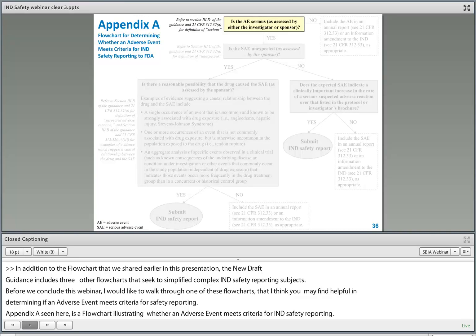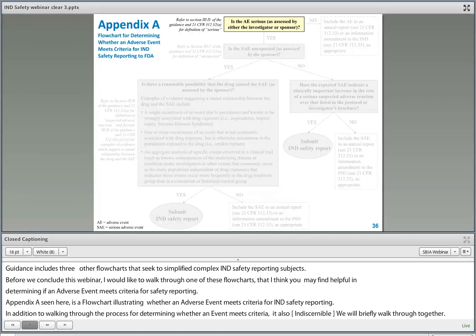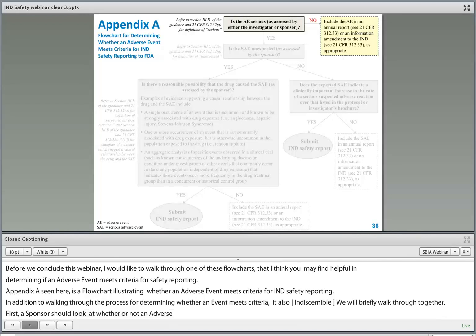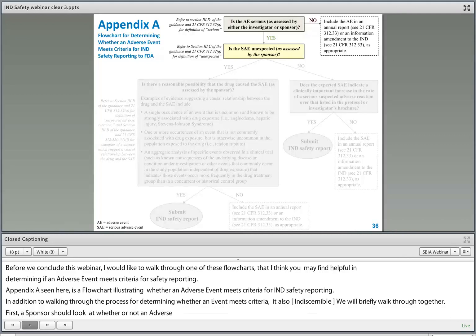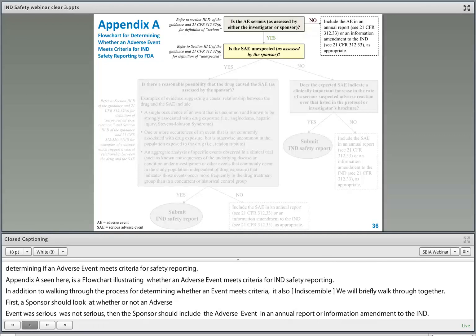First, a sponsor should look at whether or not the adverse event was serious, as assessed by either the investigator or the sponsor. If the event was not serious, then the sponsor should include the adverse event in an annual report or an information amendment to the IND. On the other hand, if the adverse event is serious, the sponsor should ask, is the serious adverse event unexpected as assessed by the sponsor?